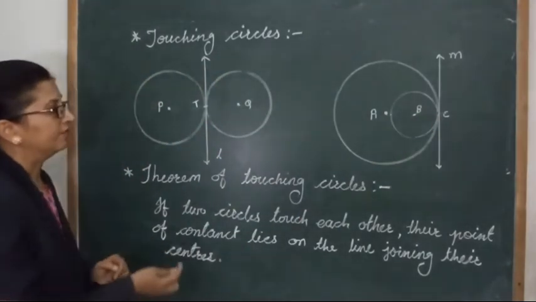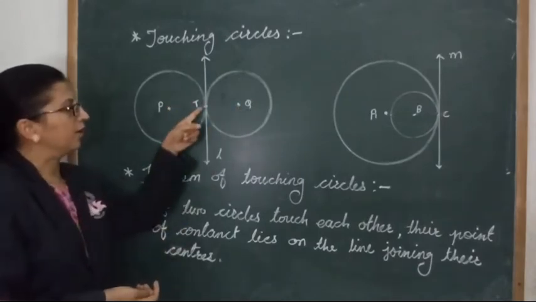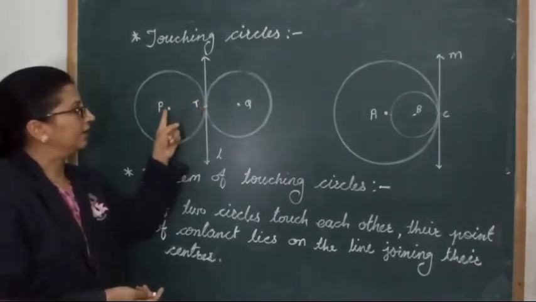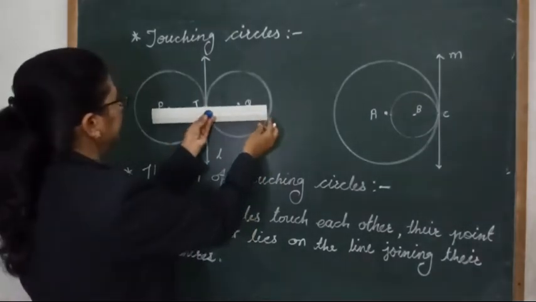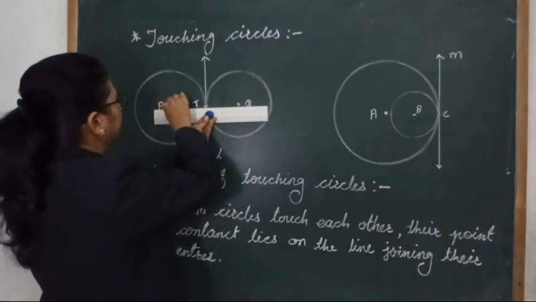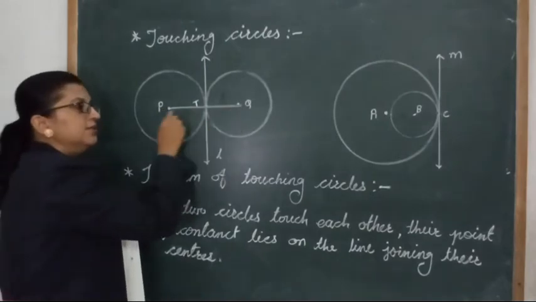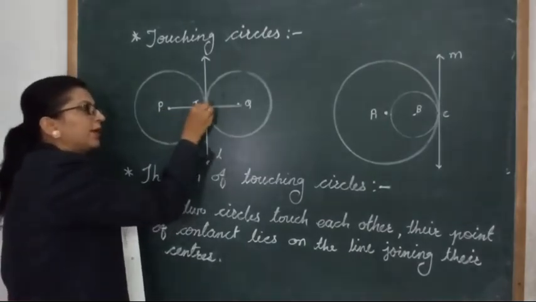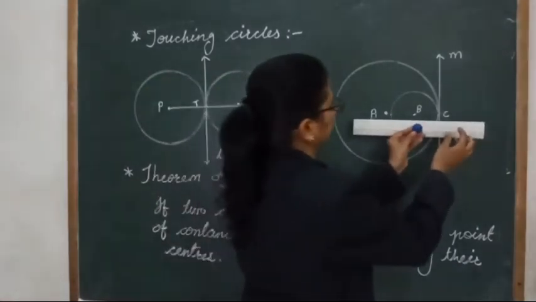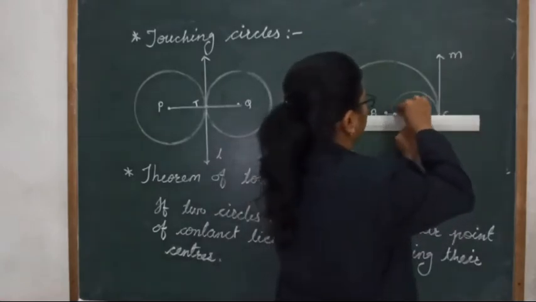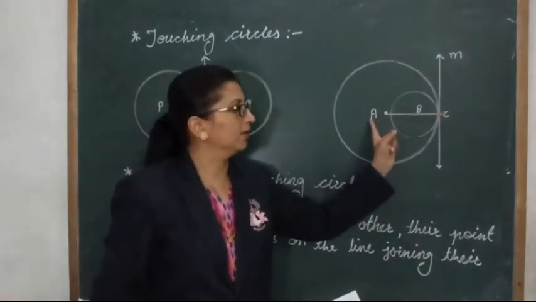Now here, if we draw a segment joining the centers of the circles, we will find that this point T, which is the point of contact, is on the same line. Let's see that. Now here, if we draw the line, the segment joining the centers of the circles, this point of contact, this common point, is on the same segment. Similarly, here also the centers of the circles and this common point are on the same line.